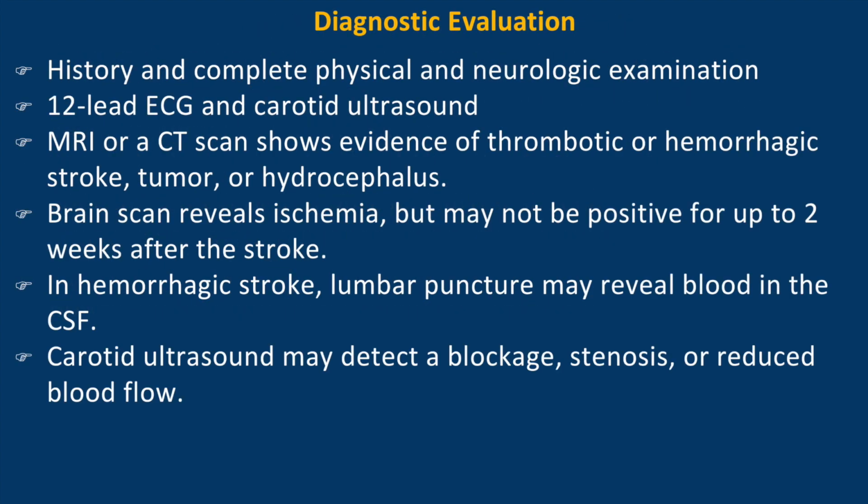Next, we will see diagnostic evaluation. The patient's history and a complete physical and neurologic examination are to be done. A 12-lead ECG and a carotid ultrasound are to be done. MRI or a CT scan shows evidence of thrombotic or hemorrhagic stroke, tumor, or hydrocephalus. Brain scan reveals ischemia but may not be positive for up to 2 weeks after the stroke. In hemorrhagic stroke, lumbar puncture may reveal blood in the CSF. Carotid ultrasound may detect a blockage, stenosis, or reduced blood flow.